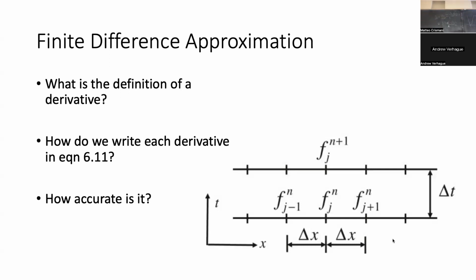Let's start all the way to the right. f at a time t plus h, comma x, minus f at the original time t minus h, all over the time step. Let's call it this one here. That's the derivative, right? Time derivative.